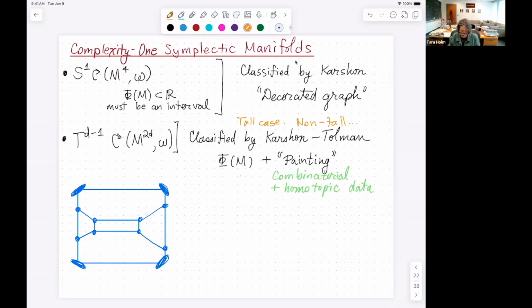And these are classified much in the same way. They're classified by the moment image and a painting of the moment image, which consists of combinatorial and homotopic data. The key thing is that again, we still have big vertices and small vertices corresponding to isolated and surface fixed sets, and then we have a lot of additional information.